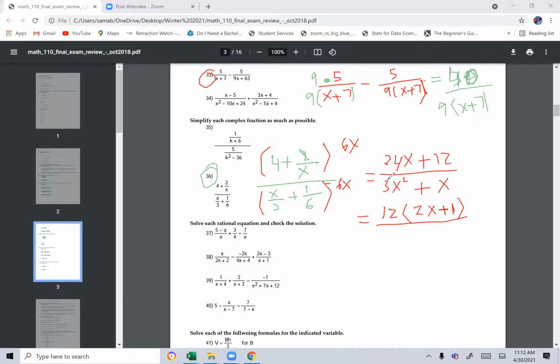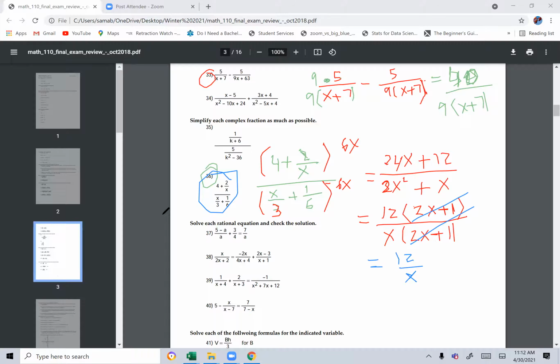Oh, that's 2x squared here, guys. 6x times x, 6x squared divided by 3 is 2x squared. So I'm going to take x out. Oh, it turns out to be nice. Watch what the answer is going to be. Let's change colors here. 2x plus 1, 2x plus 1. And your final answer, guys, is 12 over x. See, all that complicated fraction turns out to be 12 over x.